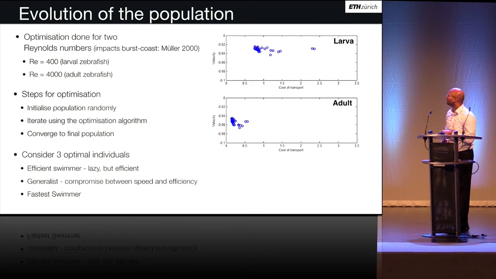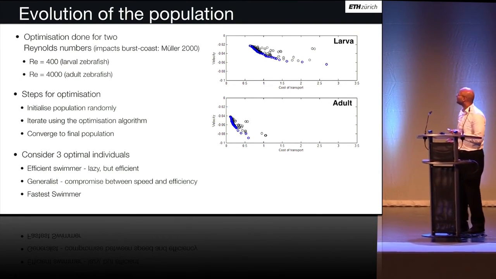And once we converge to a final population, we can pick 3 different individuals, 2 on either extreme. So one over here, one over here. So let's see, that's the fastest one. We can look at that guy, and we will also look at the most efficient swimmer. And then we'll pick someone in the middle to see what a nice combination looks like, okay?